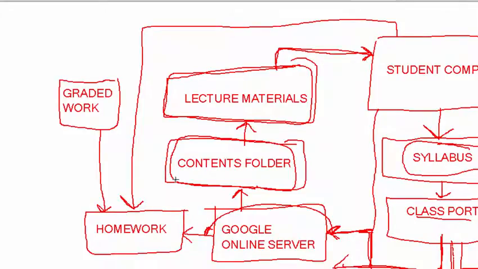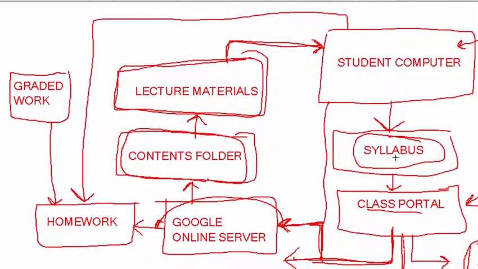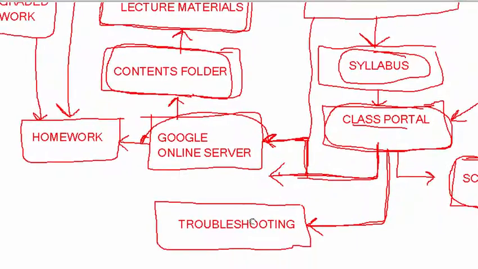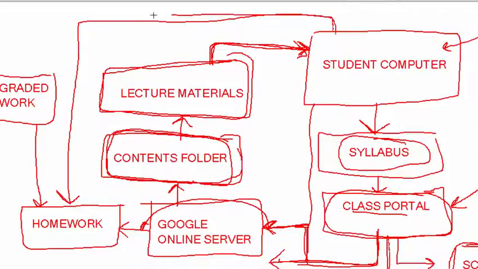That's addressed in some different videos in terms of how you identify what's yours. So there's the flow. Student computer to the syllabus to the class portal. Keep in mind you can save the link to the class portal and use it often. You can use the class portal to look at your schedules and the troubleshooting. You can use it to take you to the contents folder where you get your lecture materials. You bring them back to your computer, you do the work, and then in certain cases you will submit your work to the homework folder on the Google online server. We will in turn take that work out, grade it, and put it back on that homework location. Okay? So that's kind of how the class flows.